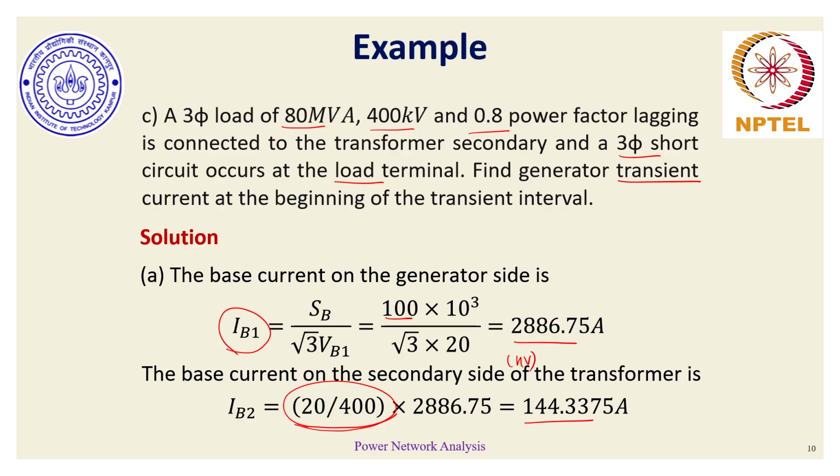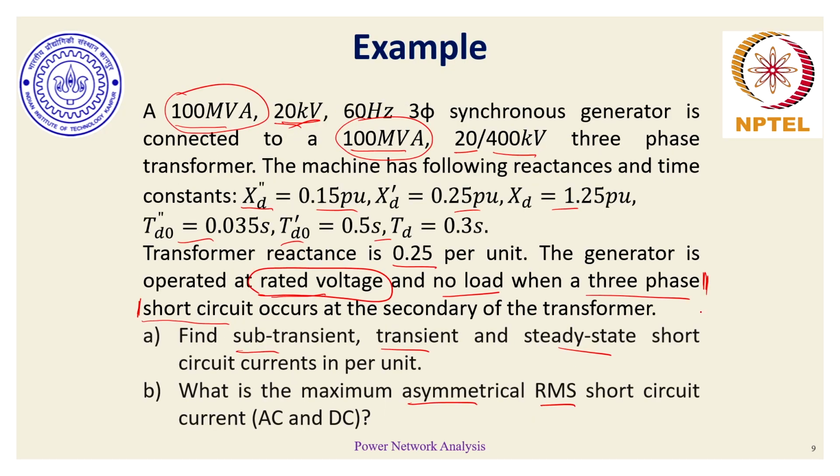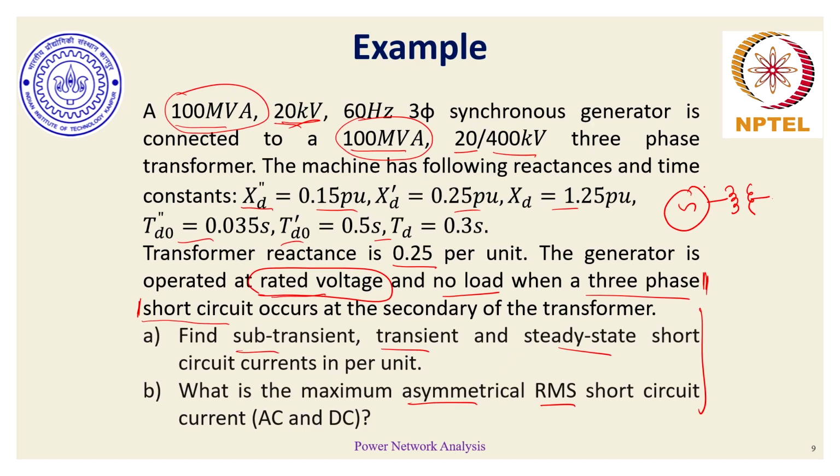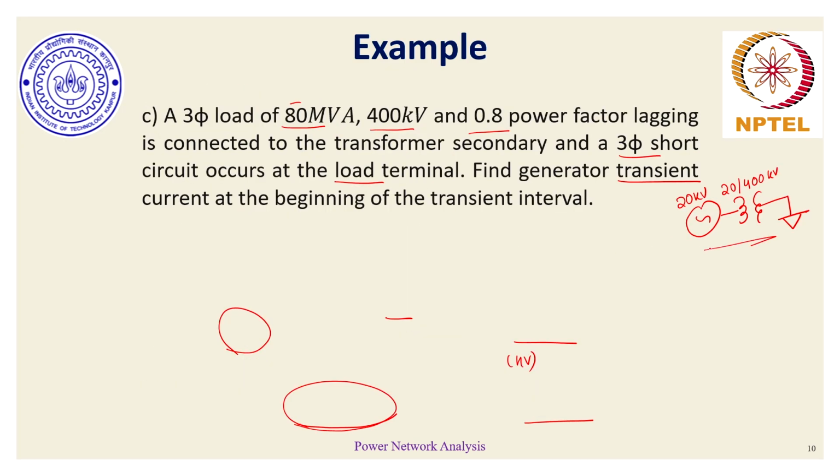So basically, how would the circuit look? In the first two bits, there is a synchronous generator which is connected to a transformer, and there is no other load present in the unloaded situation. For the third bit, we have a generator connected to a three-phase transformer, and then we have a load connected which is drawing 80 MVA at 400 kV. The rating of this transformer is 20 by 400 kV. The generator is also operating at 20 kV. So for bit A, this is our equivalent circuit. For bit C, this is our actual circuit.